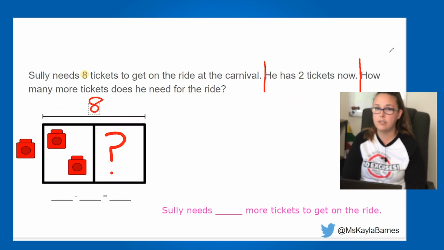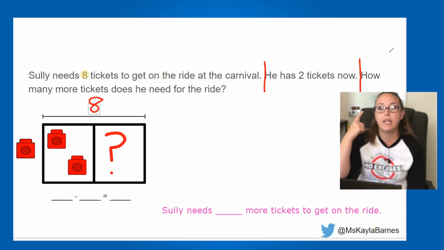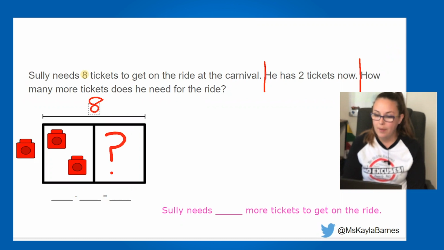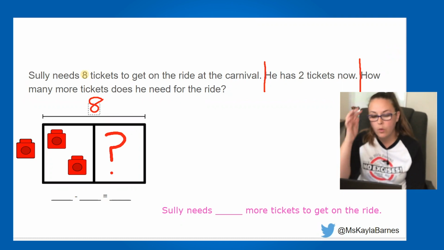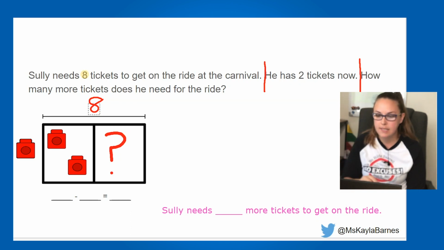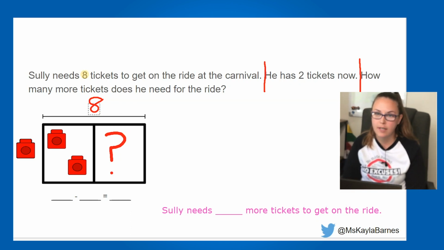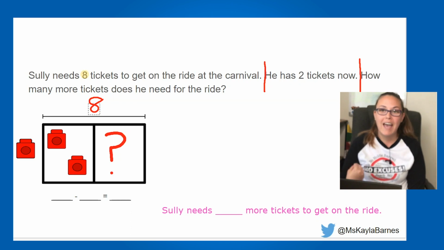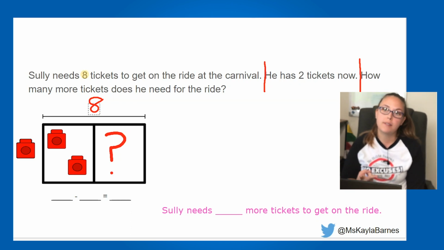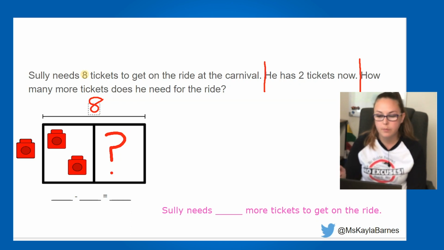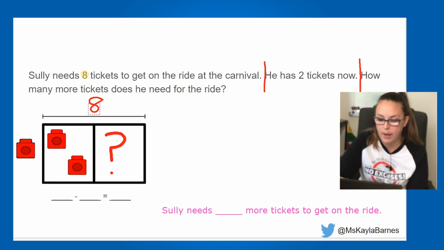So remember I said our strategy today is to think addition in order to subtract. So I am seeing this part-whole map, and I bet you can tell me what an addition sentence with a missing addend would look like. Remember, the addends are the parts of the addition sentence that are being added together. So let's think about an addition sentence that we can write in order to solve this problem. Looking at my part-whole map, I see that on the left side I have 2.